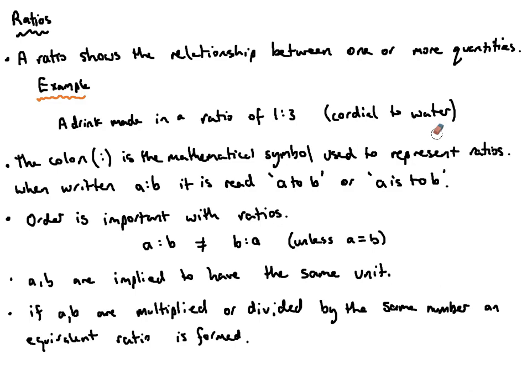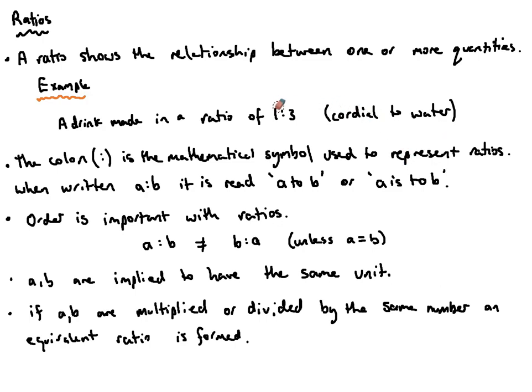So if we wanted to make up 4 litres of drink, we would have 1 litre of cordial to 3 litres of water to make up a total of 4 litres. If we wanted to make up 400 millilitres of drink, we would have 100 millilitres of cordial and 300 millilitres of water.